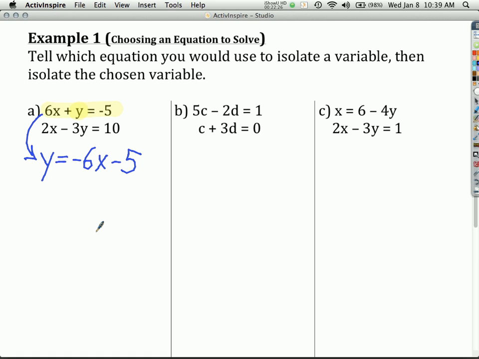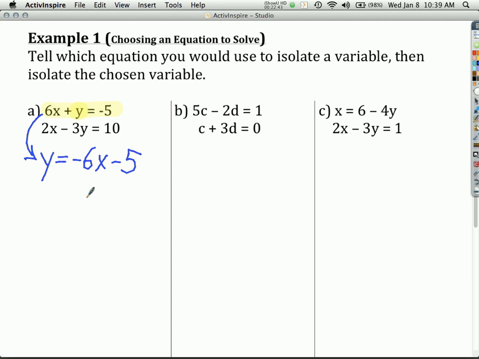That was one step. Now, if I really wanted to, I could isolate the y here, or I could isolate the x here if I want to. But it's going to take more than one step. This only took one step.